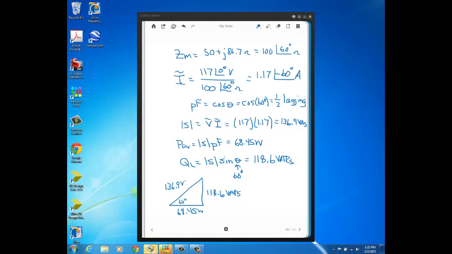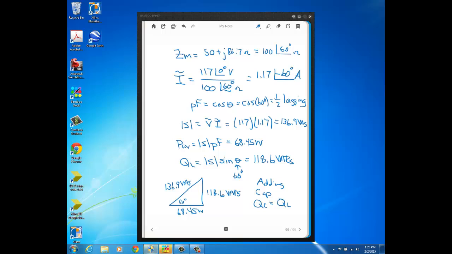Well, the way that we correct the power factor is we make this angle 0. We're going to add a component to the circuit that will make this 60 degrees 0 degrees, and by making this angle 0 degrees, now your apparent power is going to equal your P average. This 136.9 VAs is going to become 68.45. And the way we do this is by adding a capacitor. We're going to add a capacitor so that the QC of the capacitor is equal to QL.